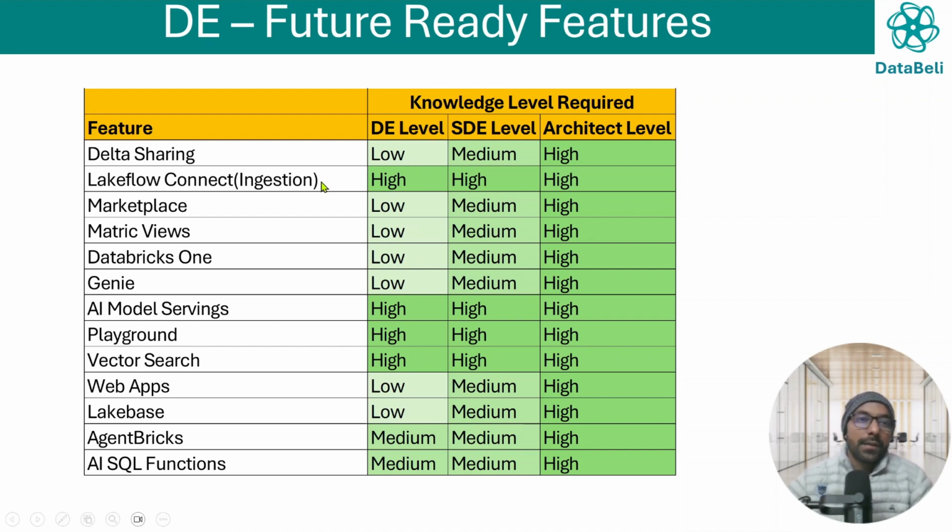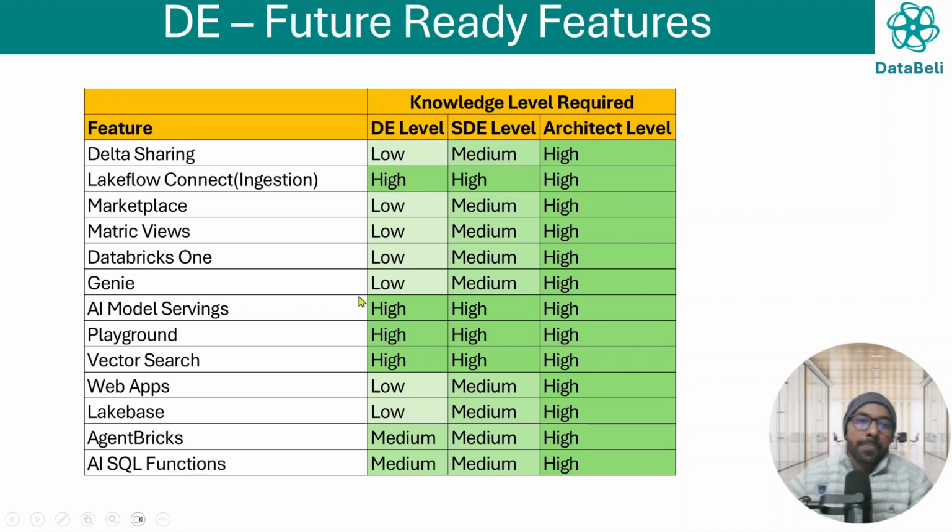So these features include data sharing, how we share the data, and then Lakeflow Connect, which is a very recent feature. After some time, everybody will probably be using it. This is to ingest the data. Marketplace is to share the data assets with other people, other organizations. Using metric views, we build a semantic layer. Databricks One is a new UI itself, which is for business users. Genie is an AI-based natural language query feature where we can query anything in general English on top of the tables and other data sets.